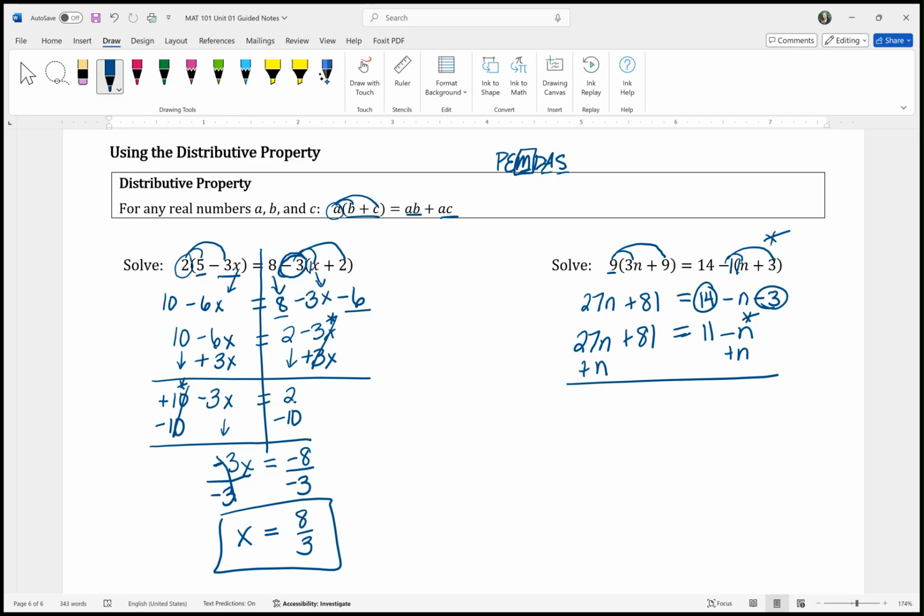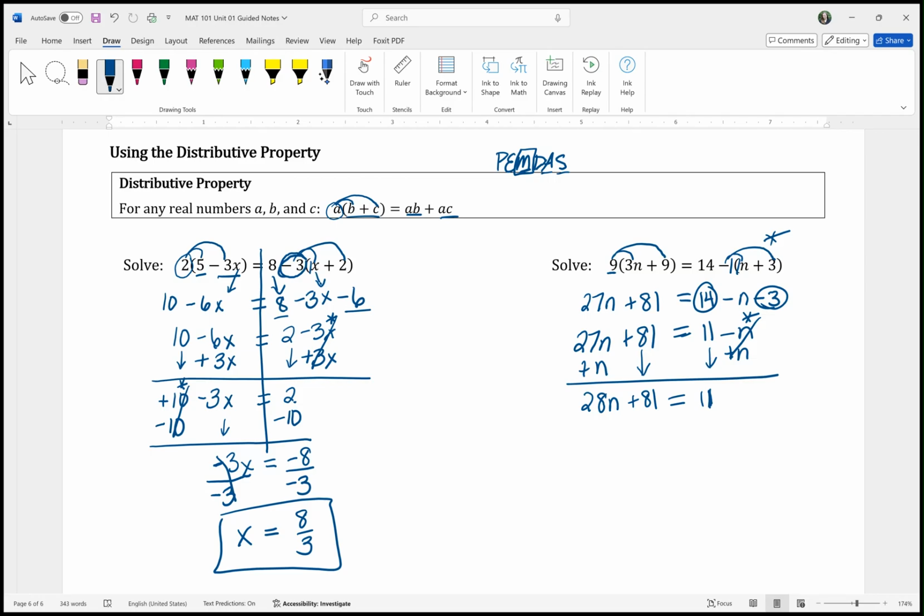Draw a line, add like terms. 27n plus n is 28n. Bring down the 81. Bring down the equal sign. Bring down the 11. And did the -n plus n cancel? Yes, it does.